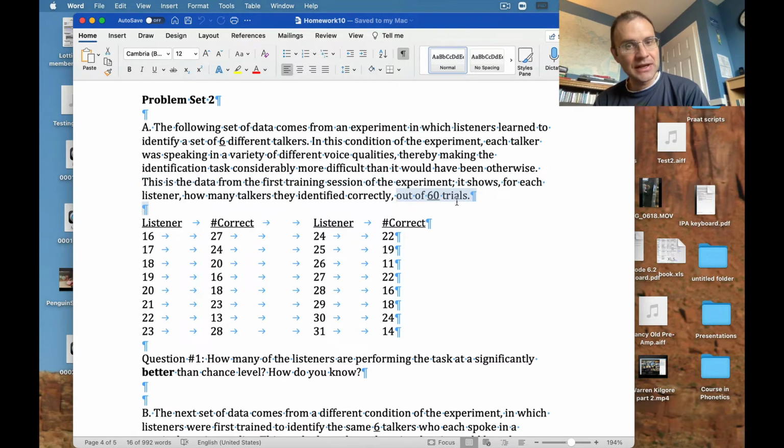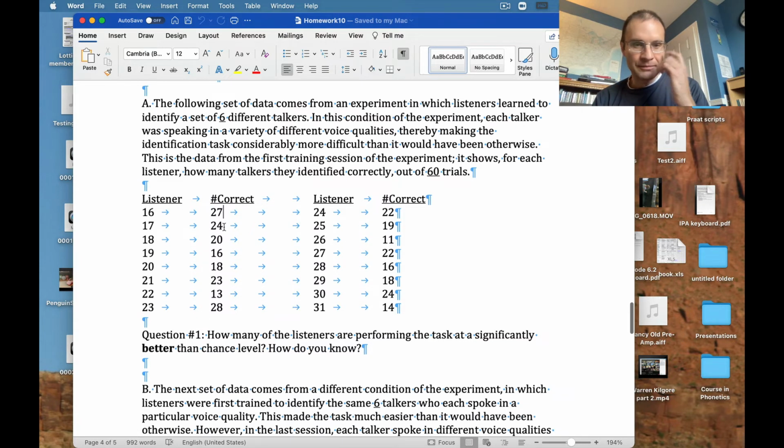There were 60 trials in this experiment, and the data show who the listener was, just a subject ID number, and for each listener, how many talkers they identified correctly out of 60 trials. The talkers are speaking in a variety of different voice qualities, so it makes their voice sound potentially radically different from one trial to the next. That's why it's fairly difficult to do this. So basically, listener 16 heard 60 different words, and for 27 of those words, they identified the person speaking correctly. I think that's one of the better scores here, but there are others which are lower, like 13, and so on and so forth.